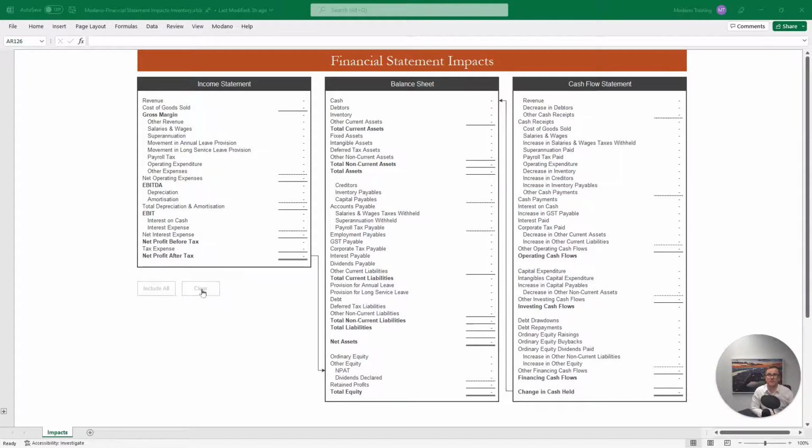However, for the purposes of this video, when we're looking at the financial statement impacts of inventory within a three-way financial model, inventory is included within the current assets on our balance sheet and is also accounted for within the cash payments in the operating section of the cash flows. The movement in our inventory balance is matched by an adjustment to cash, therefore balancing our total assets and balancing the balance sheet.